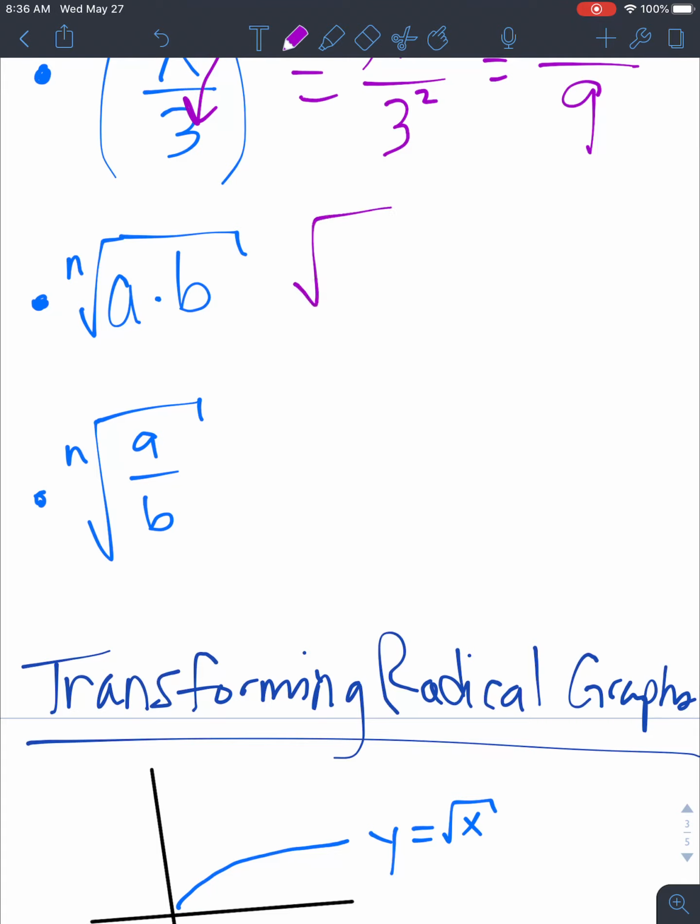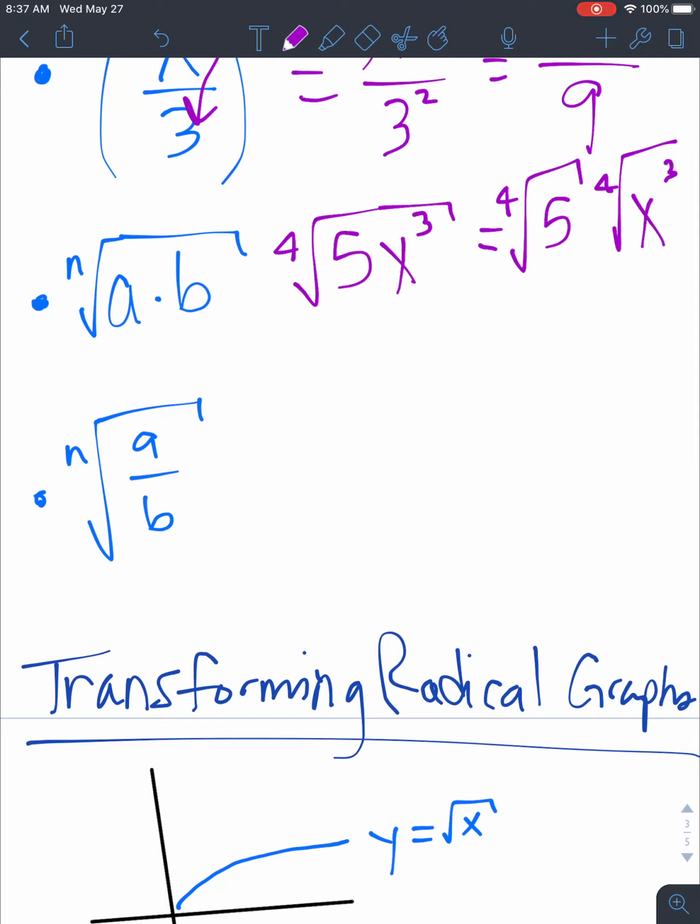So, if we had something like the 4th root of, I don't know, 5x cubed, right? This is a bad example because neither of those simplify. But we could split that up into the 4th root of 5 times the 4th root of x cubed. And while this doesn't seem to change things too much, if you were working on this in a problem, you could then change this into a radical or a rational exponent, which would be helpful depending on what the rest of your problem is. All right, so this is a really great simplification tool.